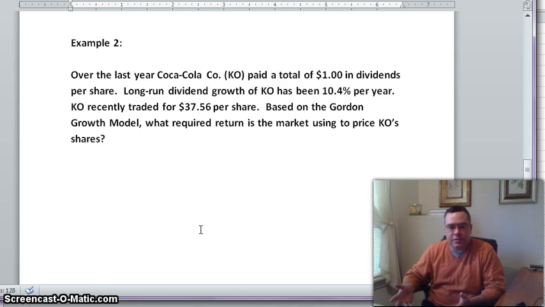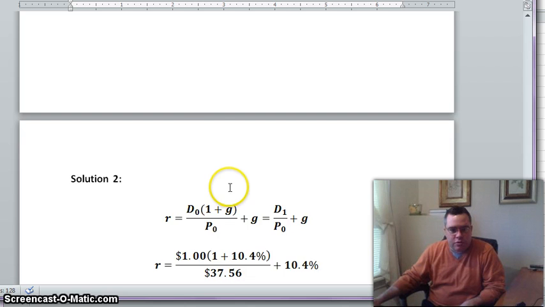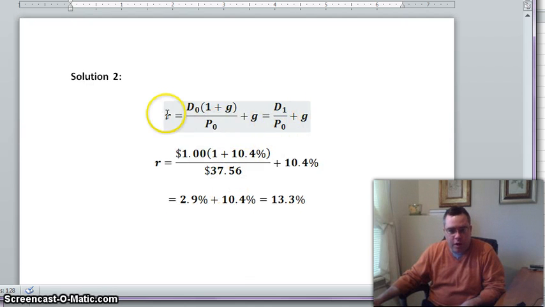Instead of solving for price, we're going to put price in and solve for required return. So we're going to use this form of the model. R equals D1 over price plus the growth rate. Again, we have to do a slight adjustment because we're dealing with D0, not D1. So we need to gross that up one year's growth rate first. But this is the same formula I showed you up on the first page. And then I've plugged in the necessary inputs.